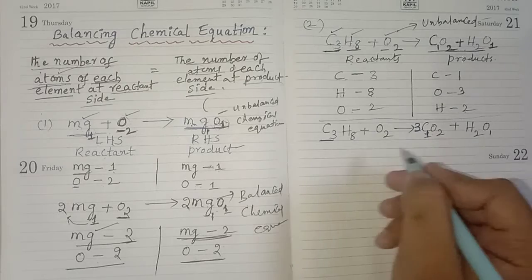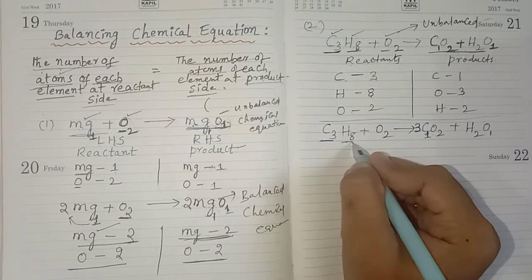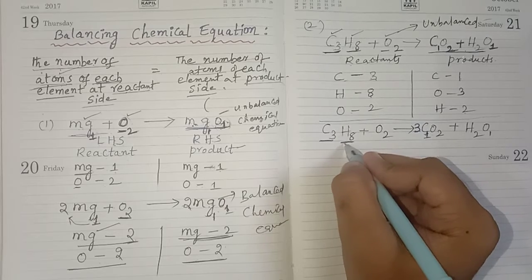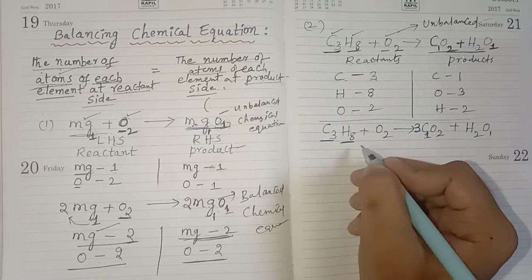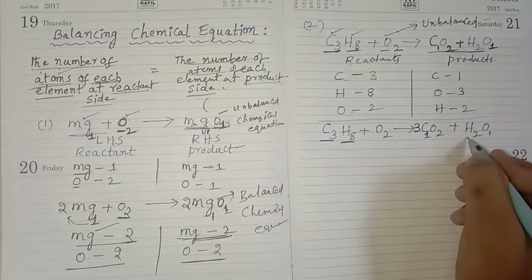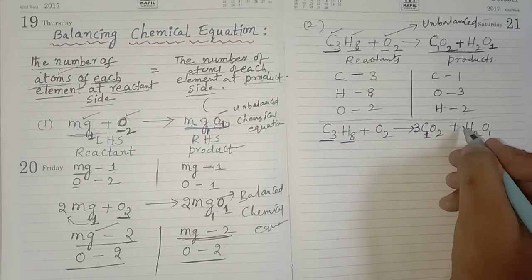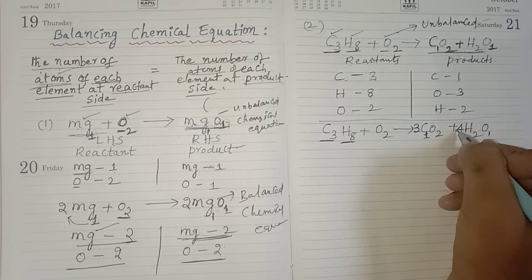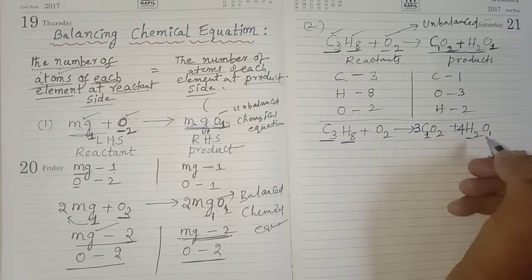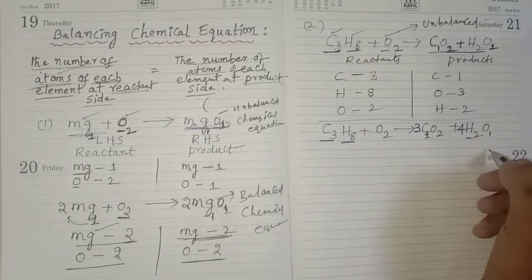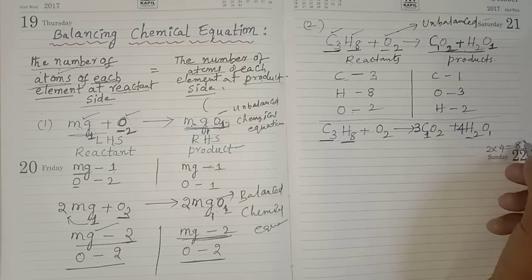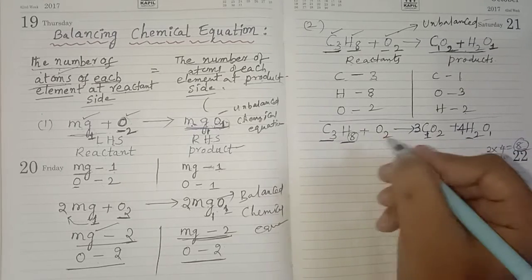Now we have to balance hydrogen. How many hydrogen atoms are there? 8 hydrogen atoms at the reactant side. At the product side, 2 atoms. So we have to consider 4 here. Why have we considered 4? If you multiply 2 into 4, 2 into 4 becomes 8. So you will get the value 8.